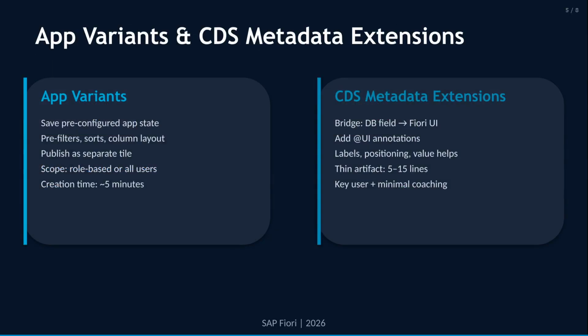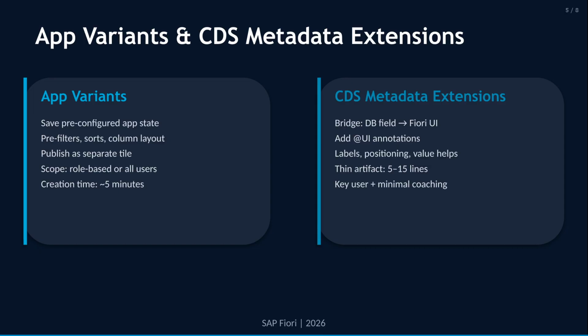App variants let you save a pre-configured version of a Fiori app. Think of it as a shortcut. For example, you might create a variant of the Manage Purchase Orders app that pre-filters to your plant, hides columns the team never uses, and sorts by delivery date. You publish this variant as a separate tile on the Launchpad, so your team gets a one-click tailored experience.